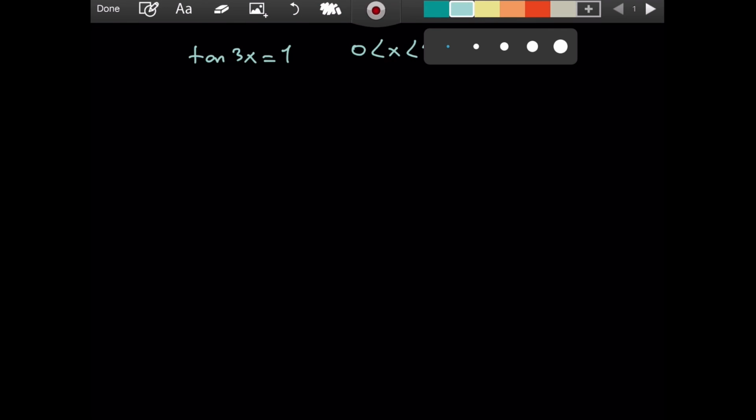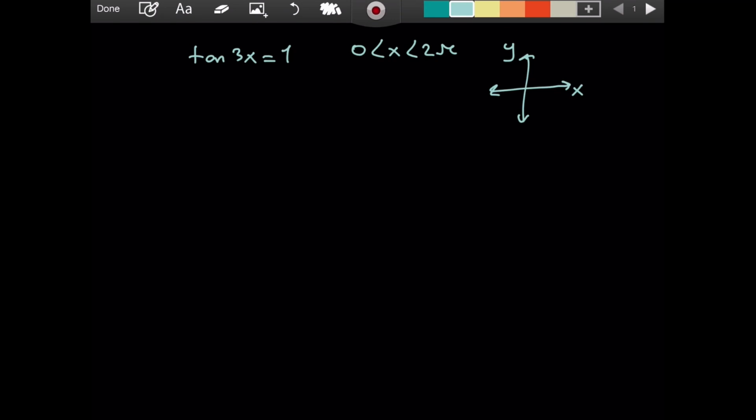So first, to demonstrate this point, let me solve this question using the wrong way, and let's see what happens. I will just draw a coordinate system to guide us. So we have x and y. And I will say, well, where does tangent of 3x equal 1?